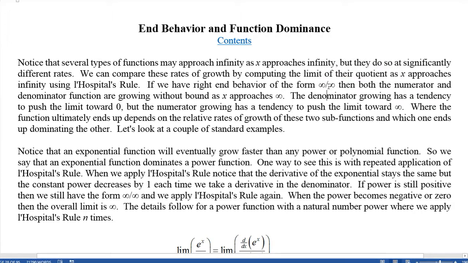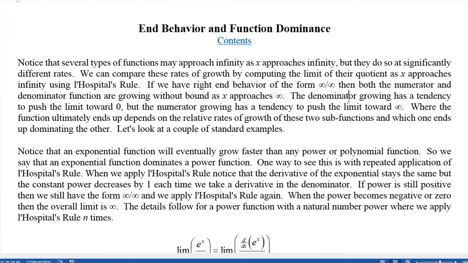Now, think about this a minute. As the denominator gets big, if the numerator was just staying the same, the whole fraction would go to 0. So the denominator growing has a tendency to push the limit down towards 0. On the other hand, if the denominator stayed the same and the numerator was approaching infinity, then the whole thing would approach infinity. So the numerator growing has a tendency to push the limit up towards infinity. Which one wins in this tug-of-war depends on which one dominates, which one grows faster.